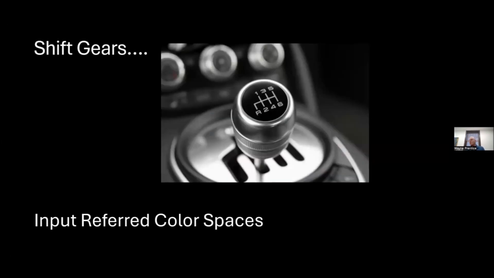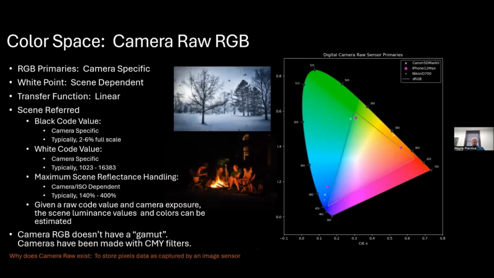So we're going to shift gears. We talked about output color spaces. Let's go to input referred color spaces. The most common input referred color space that I can think of is camera raw, right? Anyone who shot a camera raw, let's go through this list of features or properties it has. It obviously is an input referred color space.